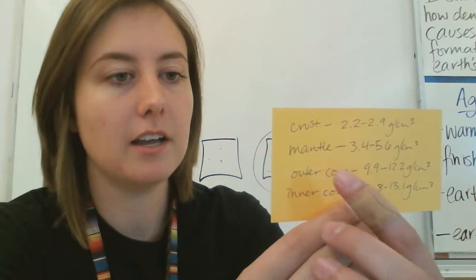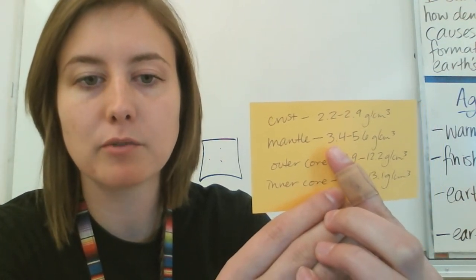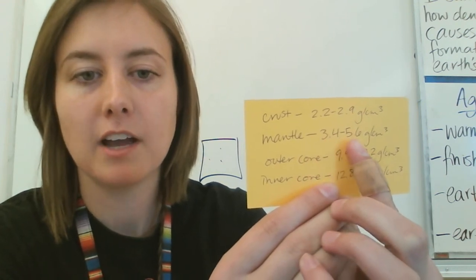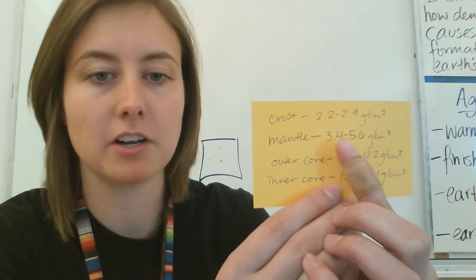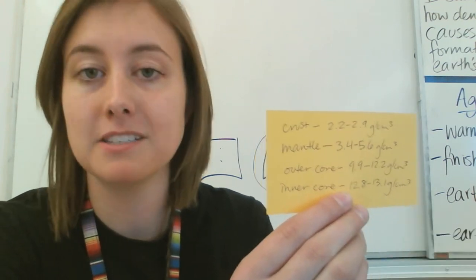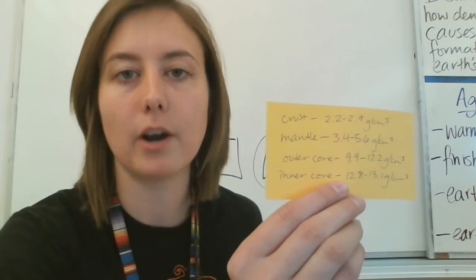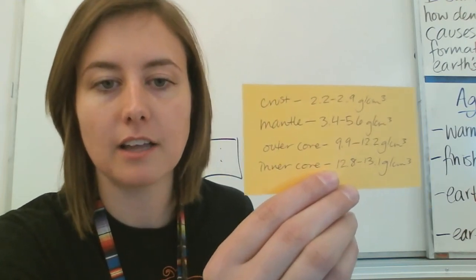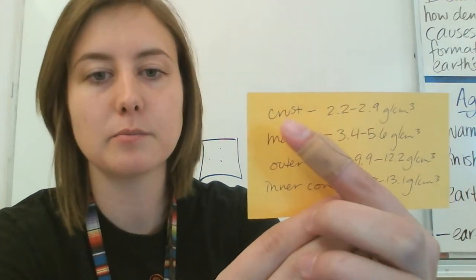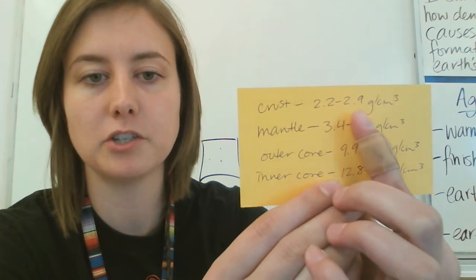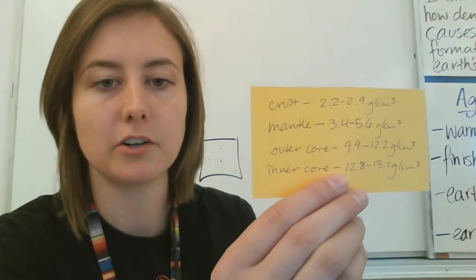I'll tell you, it probably came from the mantle because the mantle has anywhere from 3.4 grams per centimeter cubed to 5.6 grams per centimeter cubed. 4.2 falls right in the middle there, so it probably came from the mantle based on what it's made of. Now, if you found a rock with a density of 2.4 grams per centimeter cubed, take a look at the layers. Think about which layer it probably came from. The answer is it probably came from the crust because we've got 2.2 to 2.9, and that rock we found is 2.4 grams per centimeter cubed. So that's where it came from.